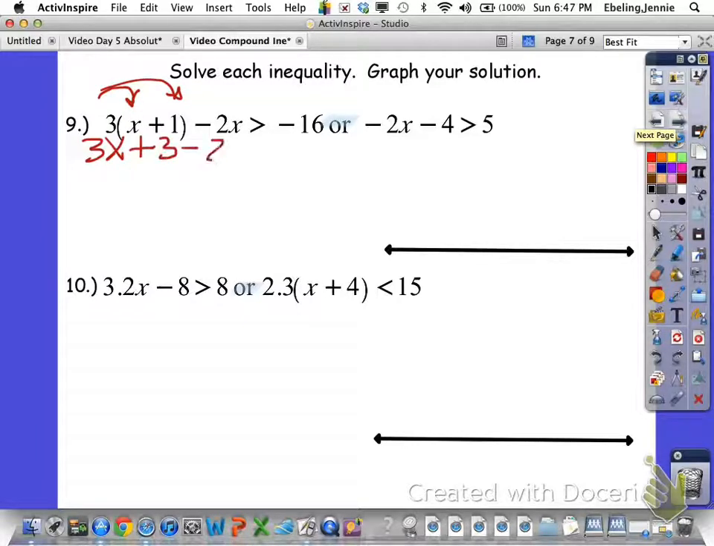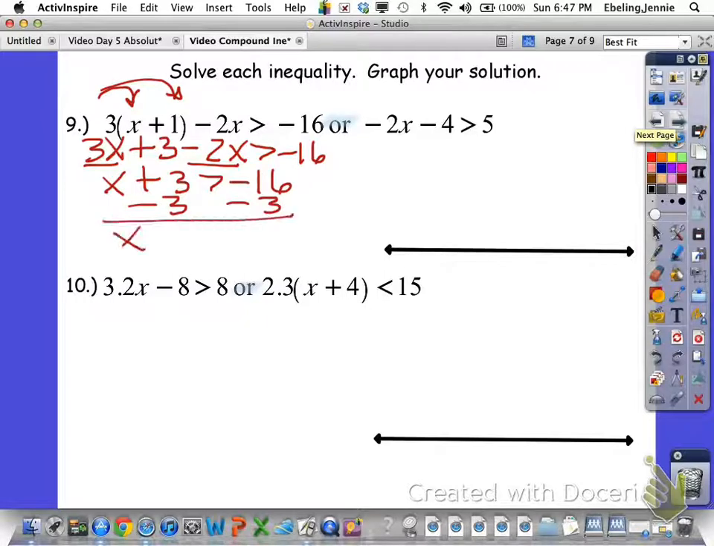I want to distribute first, and then I notice I have some like terms I want to put together. So 3x minus 2x is x, so x plus 3 is greater than negative 16. Then I need to subtract my 3, and I get x is greater than negative 19. And I'm going to bring my or down.